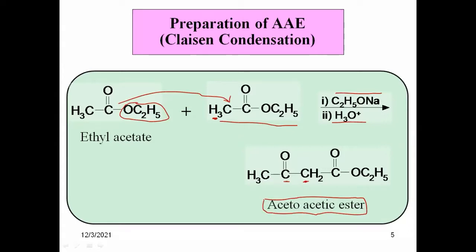How is this compound prepared in the laboratory? It is prepared using ethyl acetate. When ethyl acetate is treated with a strong base like sodium ethoxide, it undergoes condensation. Two molecules of ethyl acetate participate in the reaction, and there is formation of acetoacetic ester. This is a very simple but very interesting organic reaction, and its name is Claisen condensation. Now let us see the mechanism of this reaction. Mechanism means how that reaction actually occurs.